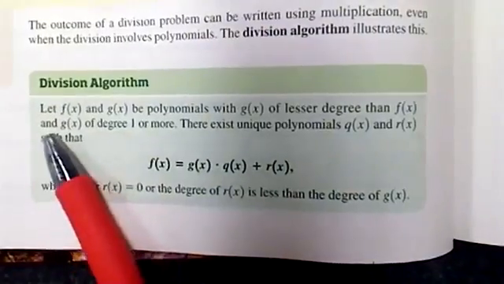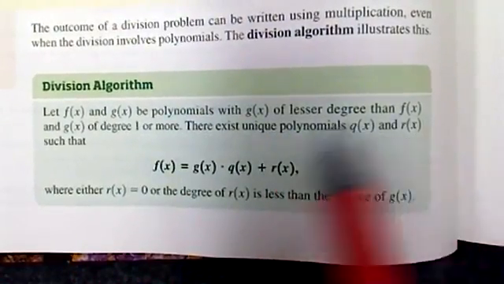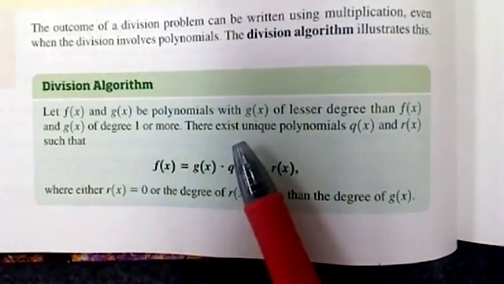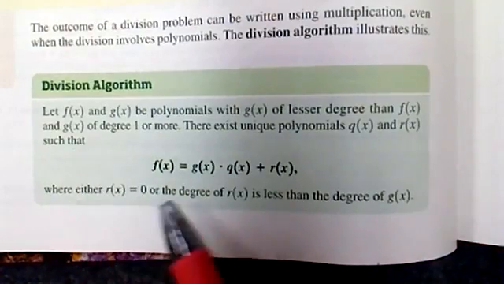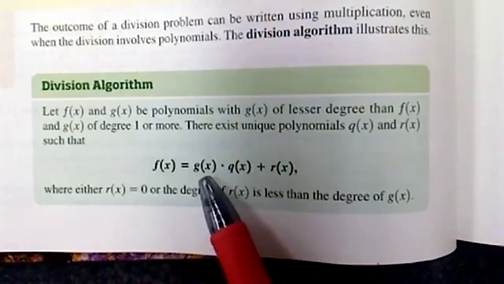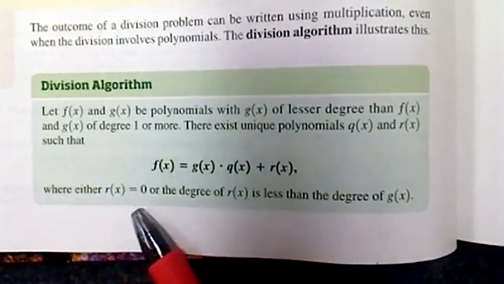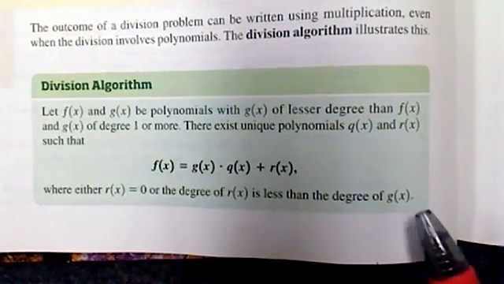So it says, let f of x and g of x be polynomials with g of x of lesser degree than f of x and g of x of degree 1 or more. There exists a unique polynomial q of x and r of x such that f of x equals g of x times q of x plus r of x, where either r of x is equal to 0 or the degree of r of x is less than the degree of g of x.